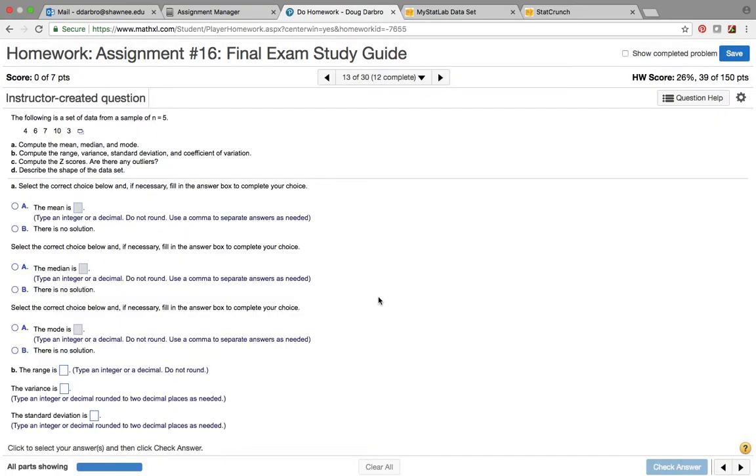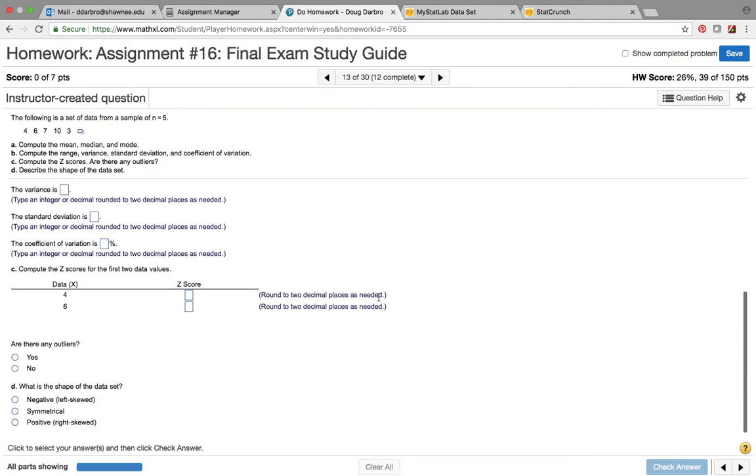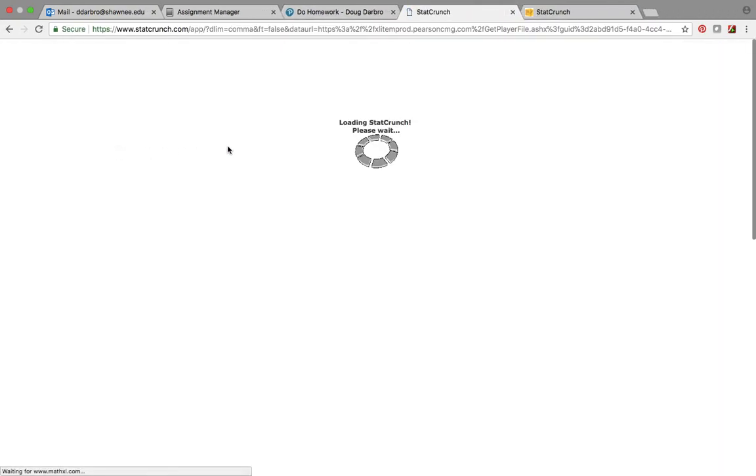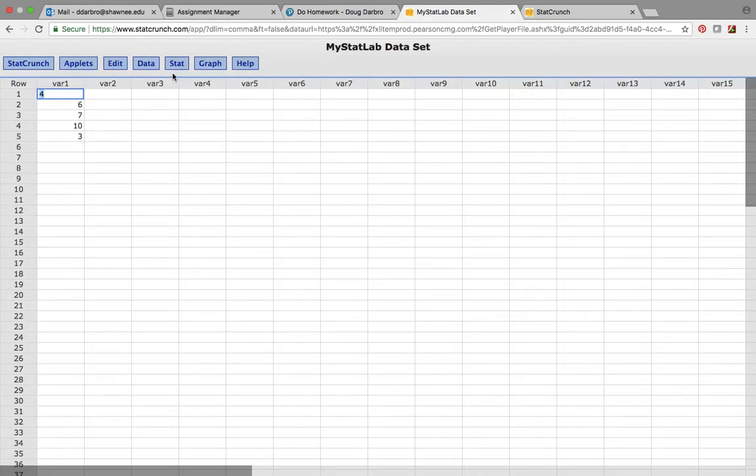All right, question 13. The following set of data come from a sample size of 5. We need the mean, the median, and the mode, the range, the variance. So let's just, I'm going to write down the things that we need. I'm going to do the first, the mean, median, and mode. First go through. So again, check that first row, make sure it's a number.